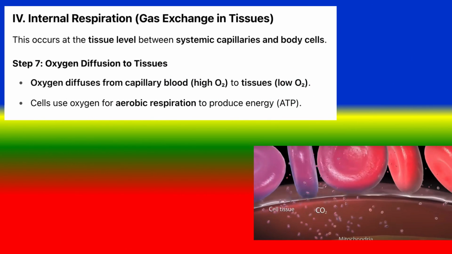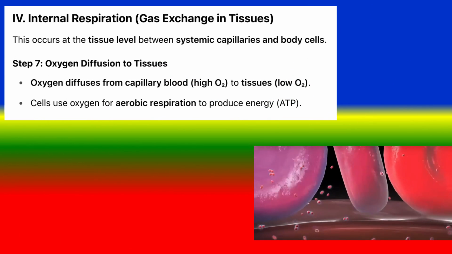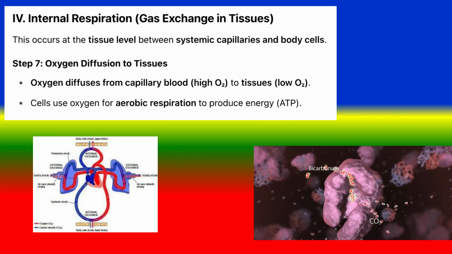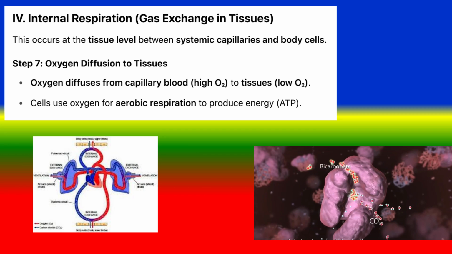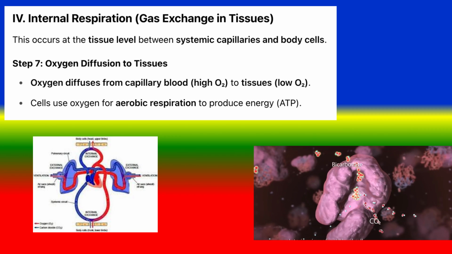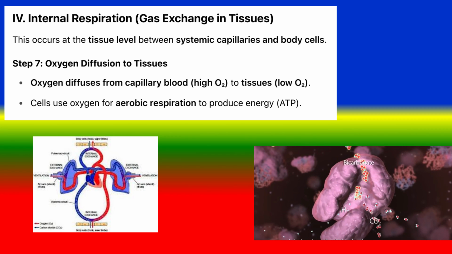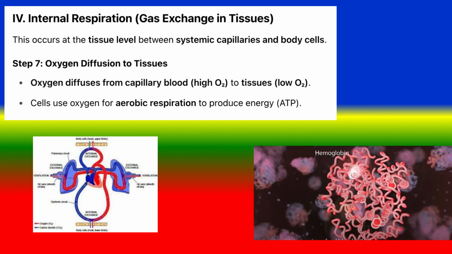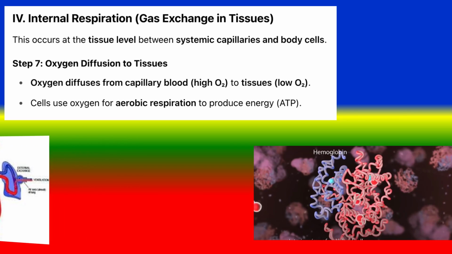4. Internal respiration, gas exchange in tissues. This occurs at the tissue level between systemic capillaries and body cells. Step 7, oxygen diffusion to tissues. Oxygen diffuses from capillary blood, high O2, to tissues, low O2. Cells use oxygen for aerobic respiration to produce energy, ATP.